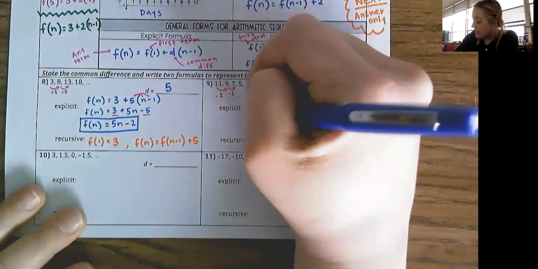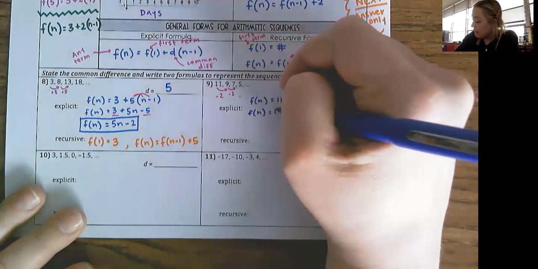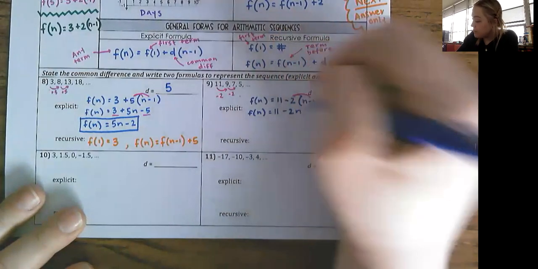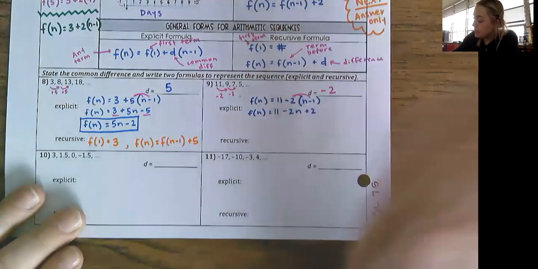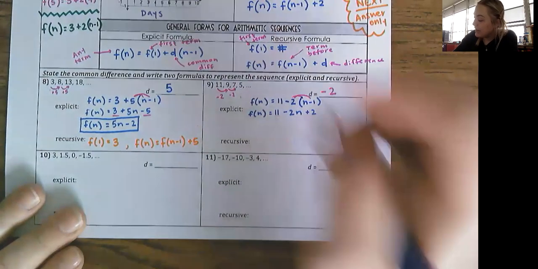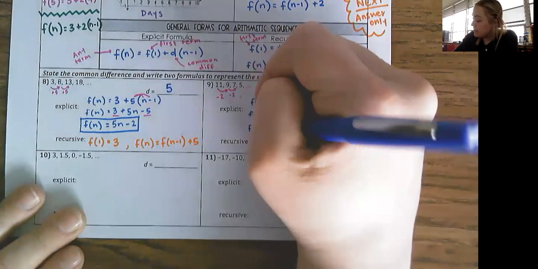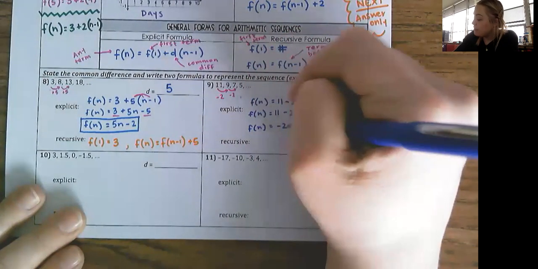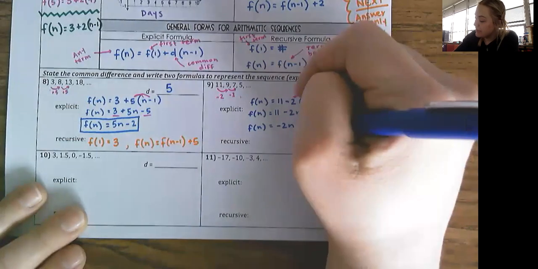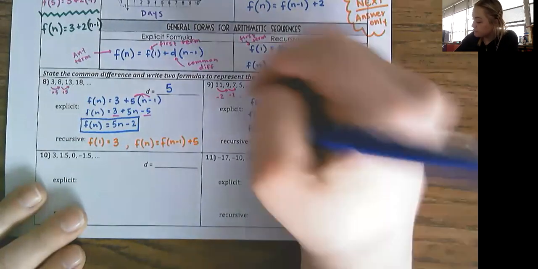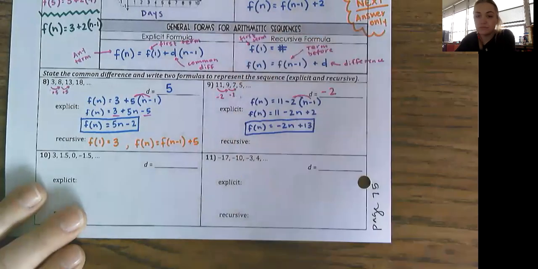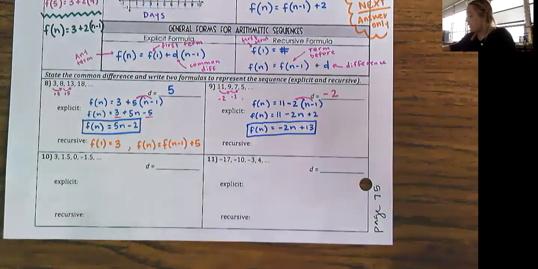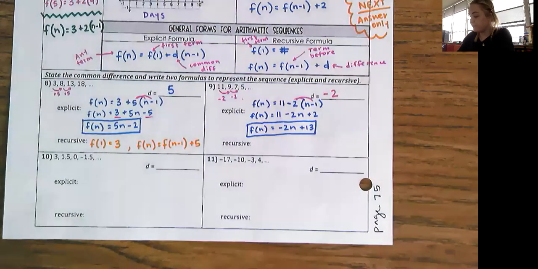So for my second line, f of n equals 11 minus 2n, and then negative 2 times negative 1 is positive 2. When I combine 11 and 2, I get f of n equals negative 2n, which moves to the front, plus 13. Okay, we just did our explicit equation.